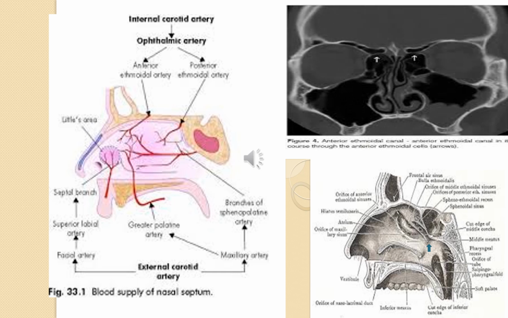Regarding the branches of the internal carotid, it comes from the ophthalmic artery, which gets into the orbit with the optic nerve through the optic canal and gives two branches, the anterior ethmoidal and posterior ethmoidal arteries. They pass through the medial orbital wall to the lateral nasal wall, to give blood supply to the nose above the middle turbinate.